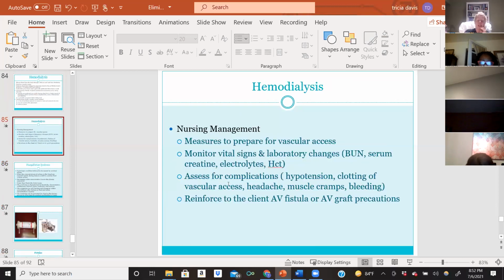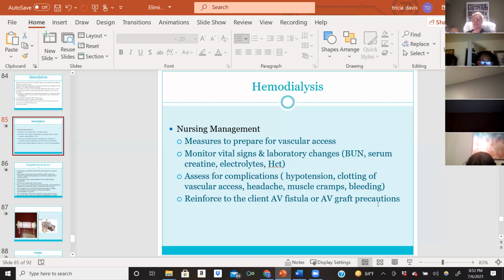So one of the other things I want to tell you too is if they have an AV fistula or an AV graft precaution in their arm, whatever arm it's in, if it's in the left arm, it's going to be no left arm procedures. If it's in the right arm, obviously no right arm procedures. So that means you don't want to put IVs in that arm. You don't want to draw blood from that arm. You don't want to do blood pressure in that arm.